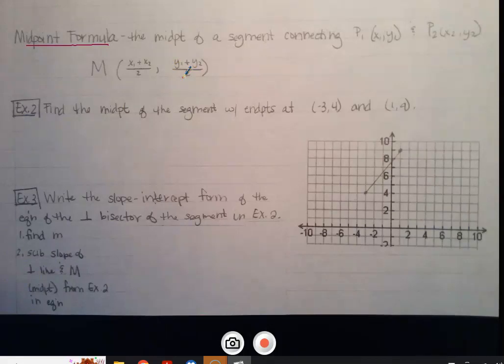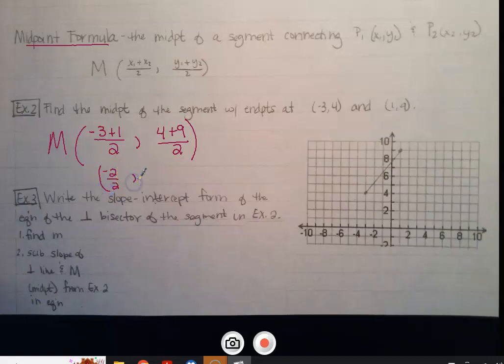So again, let's try it. Find the midpoint of the segment with endpoints (-3, 4) and (1, 9). So for our x, we're going to find the average of our x's: -3 plus 1 divided by 2, and there's a comma in there. And then what's the average of our y's? Divided by 2. Okay, so what's -3 plus 1? So we've got -2 over 2, comma, 4 plus 9?